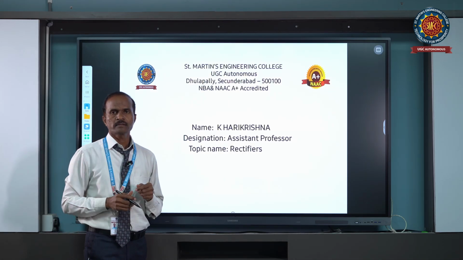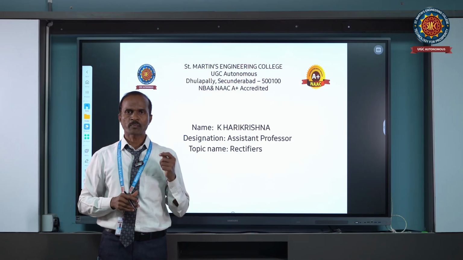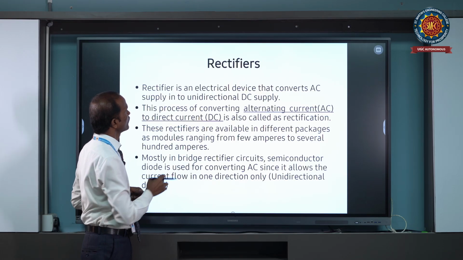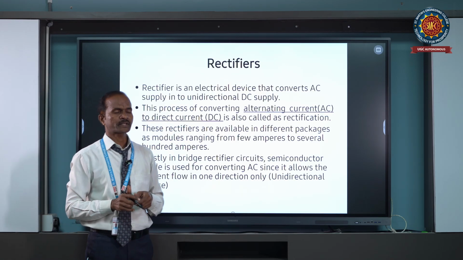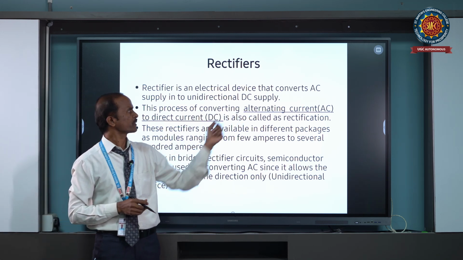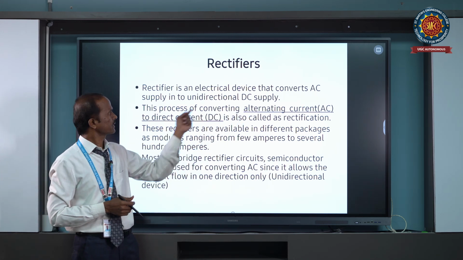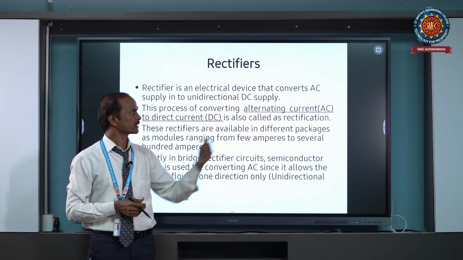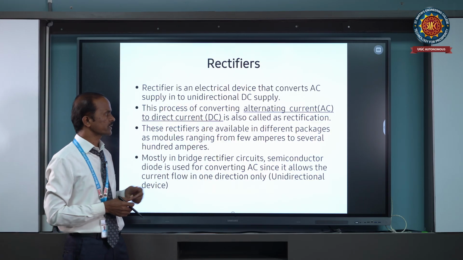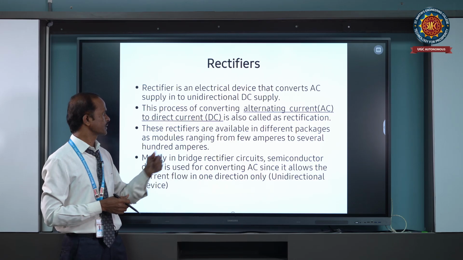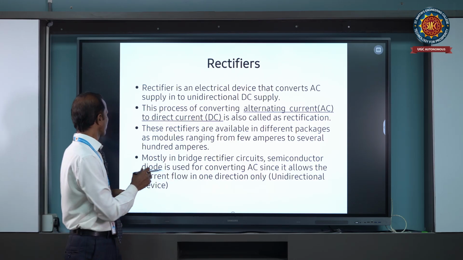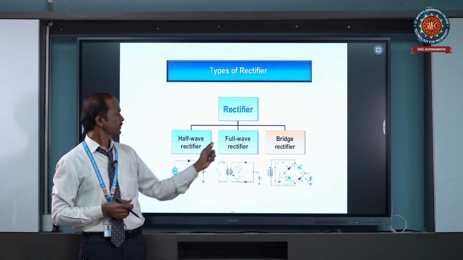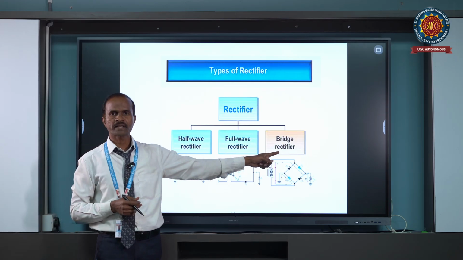Now I am going to explain what a rectifier is and the operation of a rectifier with the help of a block diagram. A rectifier is an electronic circuit which converts AC power into DC power, just like a DC power supply. The process of converting an AC signal into a DC signal is nothing but rectification, and these rectifiers are available in different packages, with different modules. Rectifiers are classified into half wave rectifier, full wave rectifier and bridge rectifier.